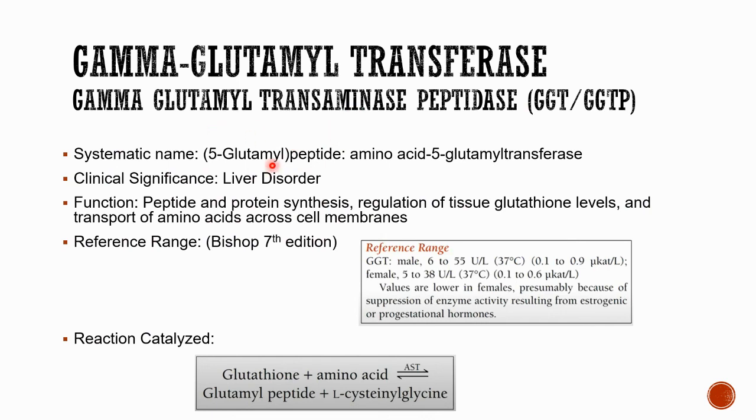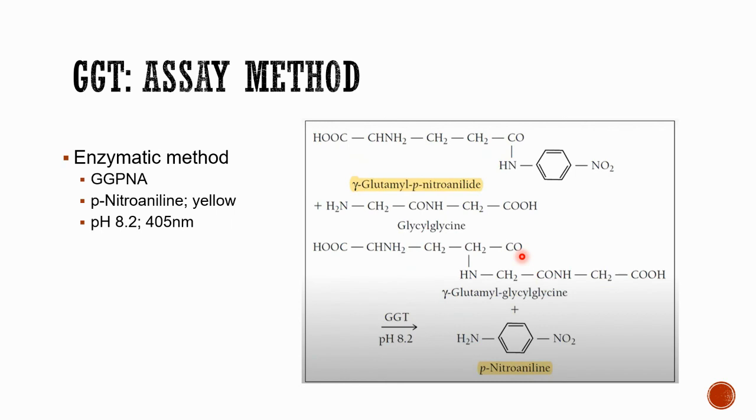Next, gamma-glutamyl transferase, its short name is GGT or GGTP. Its clinical significance is for liver disorders. Its function is peptide and protein synthesis, regulation of tissue glutathione levels, and transport of amino acids across cell membranes. It can also be found in the proximal renal tubule, liver, pancreas, and intestines. It is used as a marker for occult alcoholism. For GGT, we use an enzymatic method which produces a yellow color, p-nitroaniline. It utilizes a pH of 8.2 at a 405 nanometer wavelength.